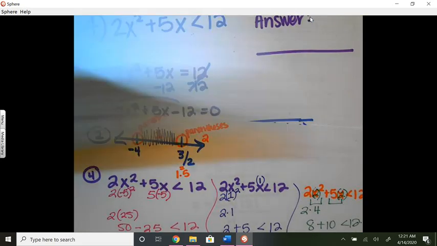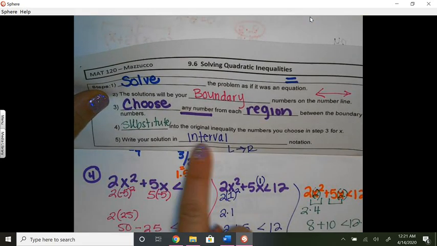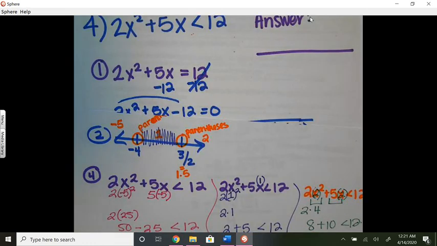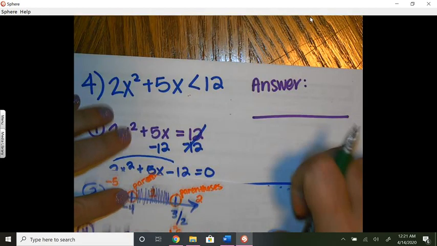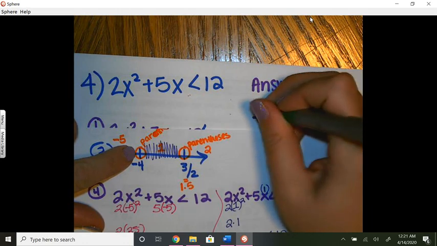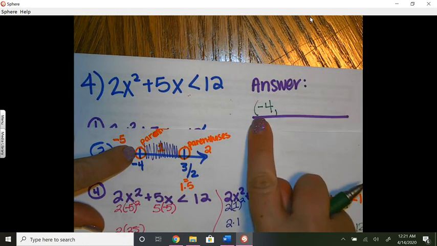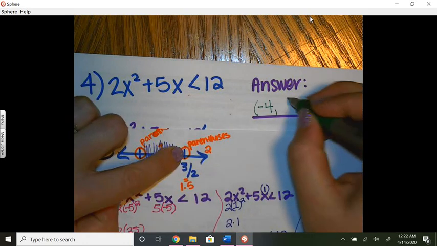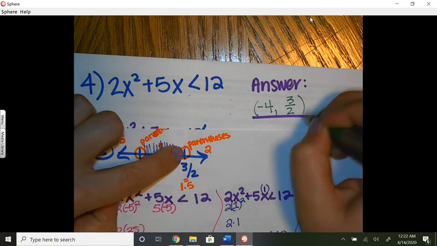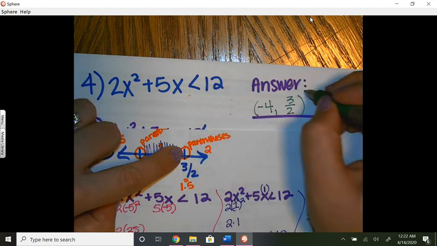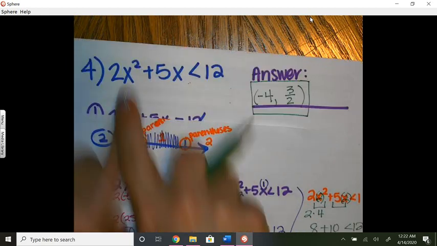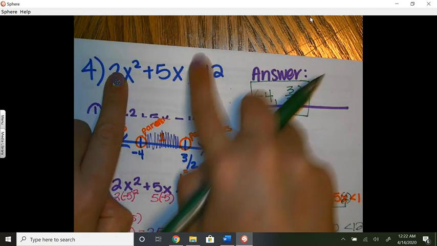Our final step, step 5, is to write our answer from left to right as an interval, in interval notation. From the left, it starts at -4, with a parenthesis because there's no line underneath here. And then it stops at 3 halves, and parentheses again because there's no line here. So that would be our final answer. Any number in between will always make this side less than 12.